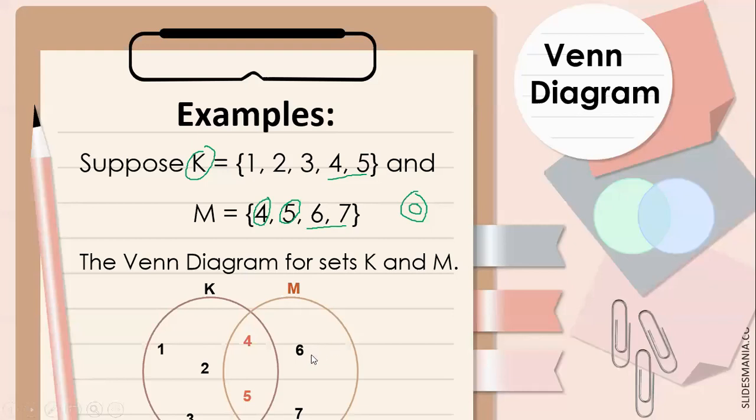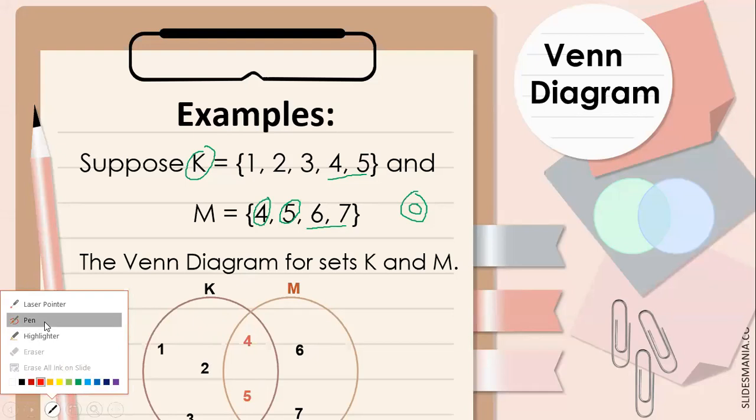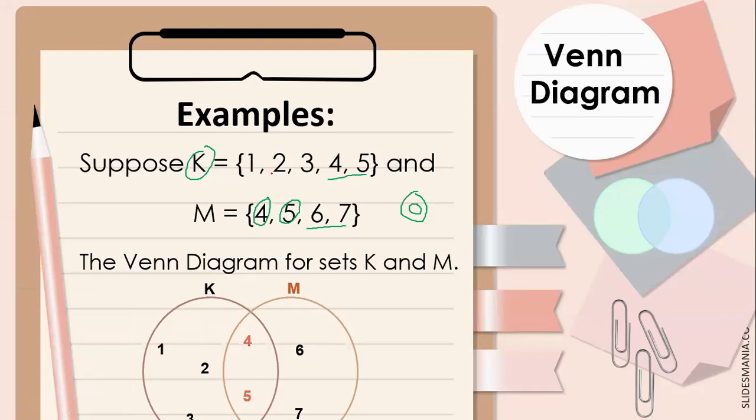Ayan. So, kung papansinin nyo, meron tayo dito mga elements. Ito si set K, meron siyang 1, 2, 3, 4, 5. So, ito siya 1, 2, 3. Pero bakit yung 4 and 5 nandito sa gitna nila? Kasi nga, yung 4 and 5, magkapareho sila. Meron si set K, meron din si set M. So, ibig sabihin, nandito siya sa center, okay? Sa K and M.